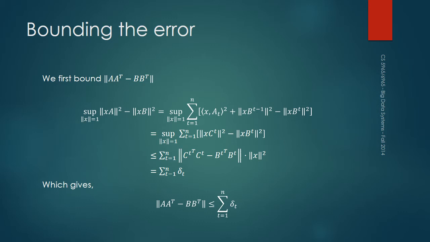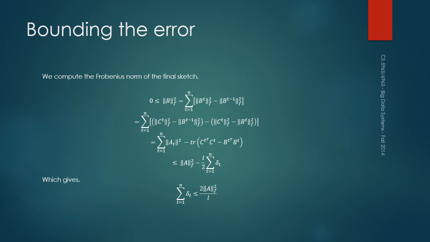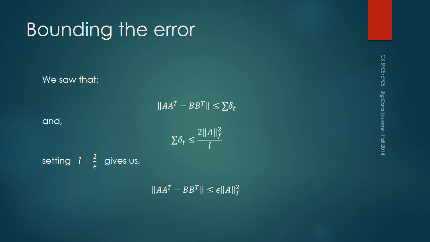We are almost up for time, but we did this. Just a quick summary: in the covariance sense, it's a summation over all the reductions that we did, and this is less than 2 times the Frobenius norm of the matrix divided by L. Again, setting L equal to 2 over epsilon gives us this expression, which is almost exactly the same as the previous one.